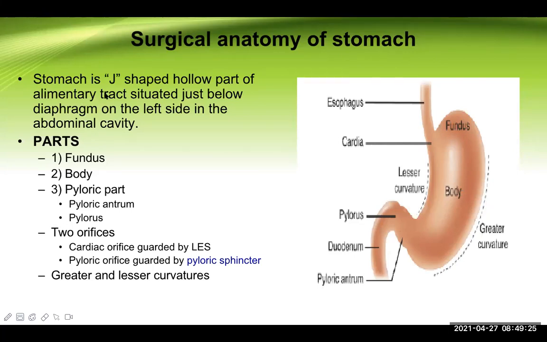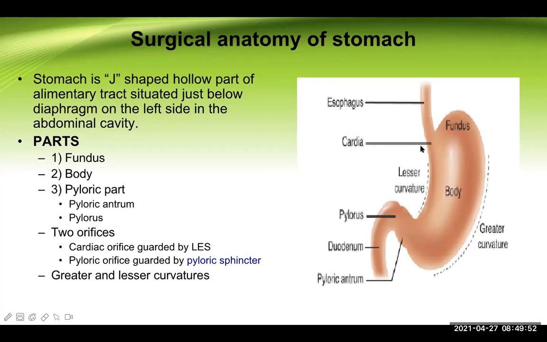Now see this. The stomach is a J-shaped hollow part of the alimentary tract, situated just below the diaphragm on the left side in the abdominal cavity. Basically, it is present in the epigastric region. That area is called the epigastrium. These are the parts: fundus, body, and the pyloric part. It has the pyloric antrum and the pylorus, or pyloric sphincter.